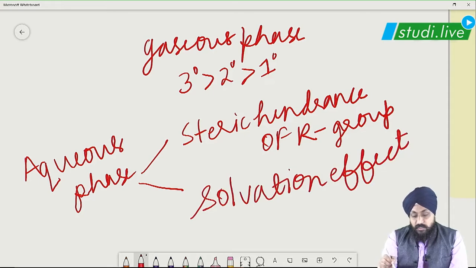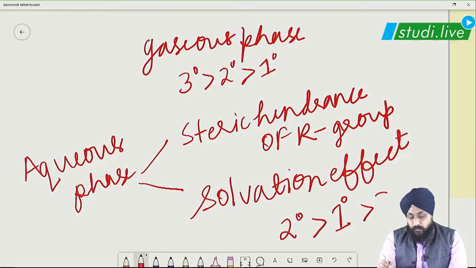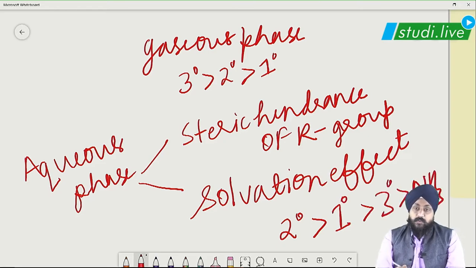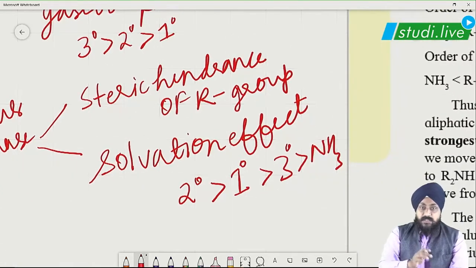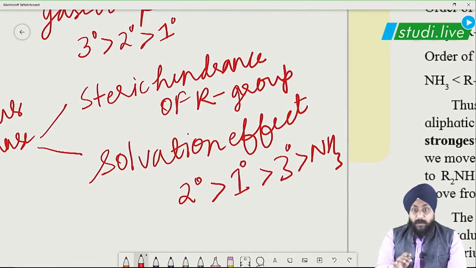Now students, due to these two effects, basicity is going to be what? Secondary will be more basic as compared to primary. Primary will be more basic as compared to tertiary, and tertiary will be more basic as compared to ammonia. Yes students, so this is going to be the part over here. This is going to be the basicity.